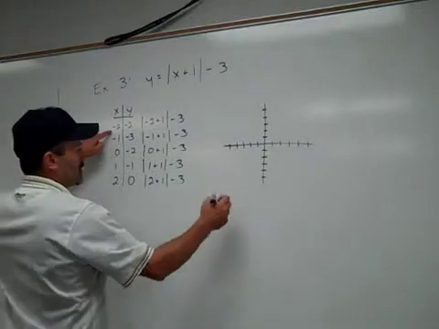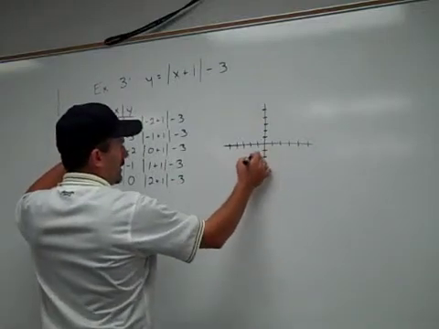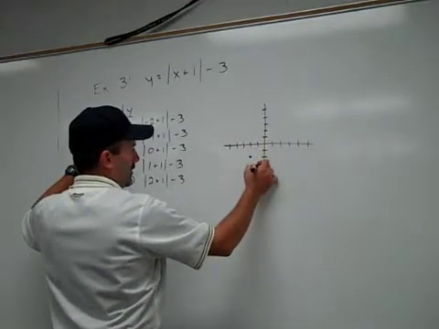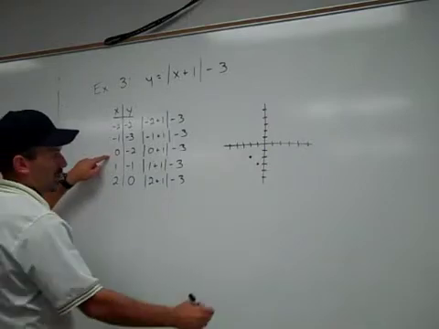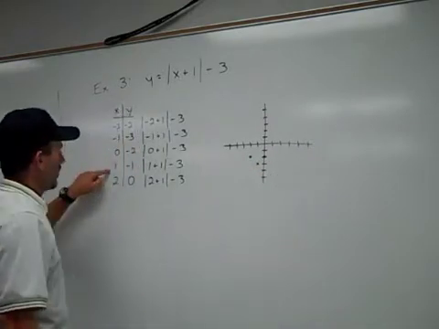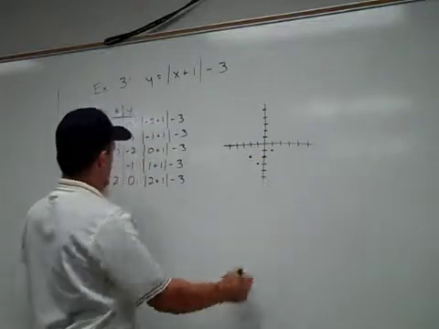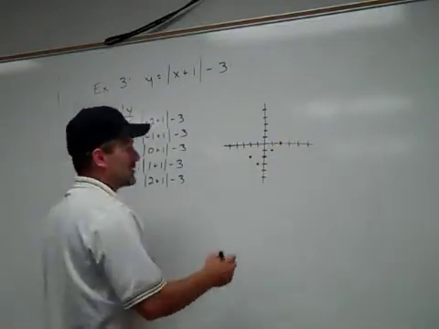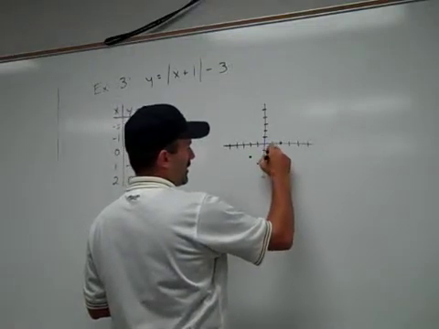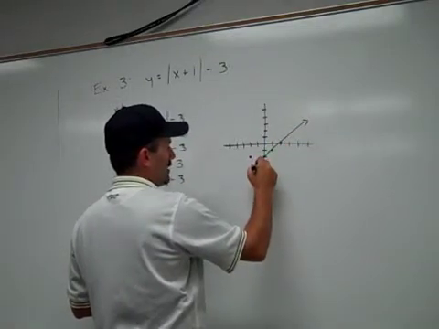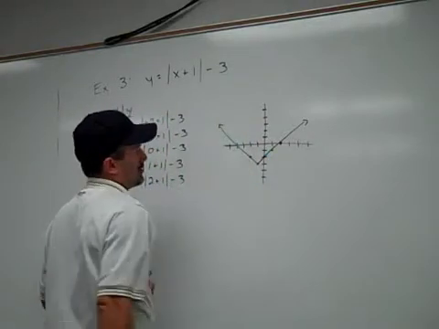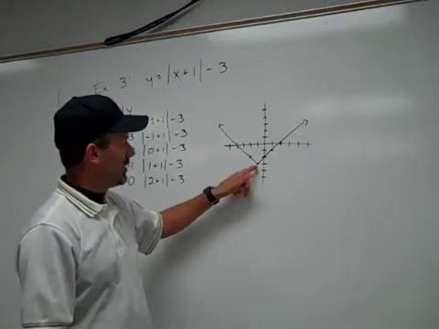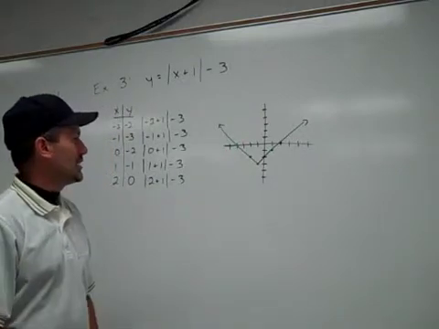putting these on our graph. Negative 2 comma negative 2 is right here. Negative 1 comma negative 3 is right here. 0 comma negative 2. 1 comma negative 1. And 2 comma 0. Now again, we have the advantage of knowing that this is a V shape, so the bottom of our V is right here and goes that direction. That means the other one is here and is going to go out this direction. Every absolute value will have a V shape. The key is to try and find the vertex where that V changes directions.